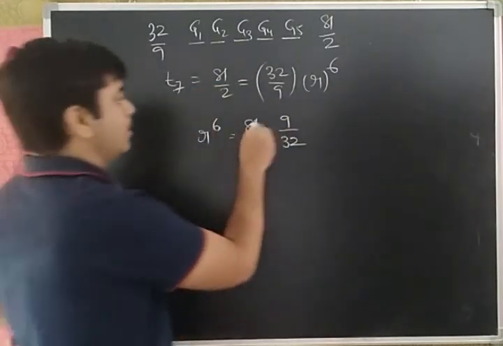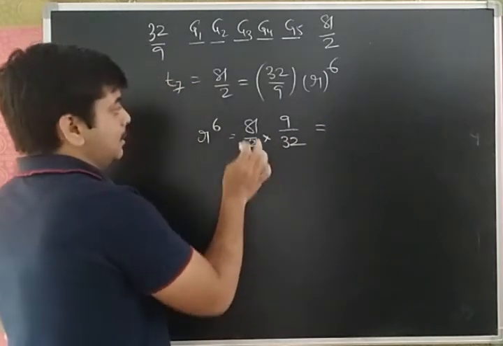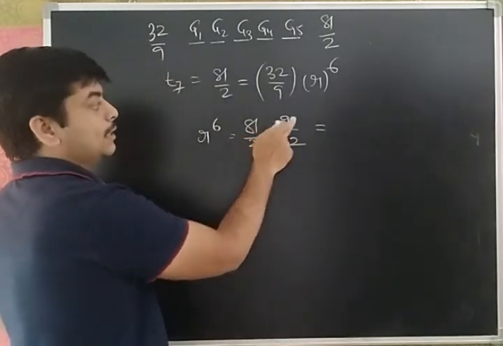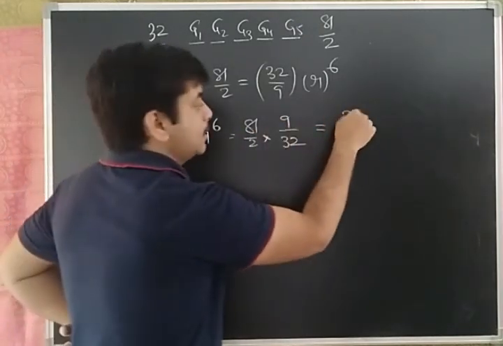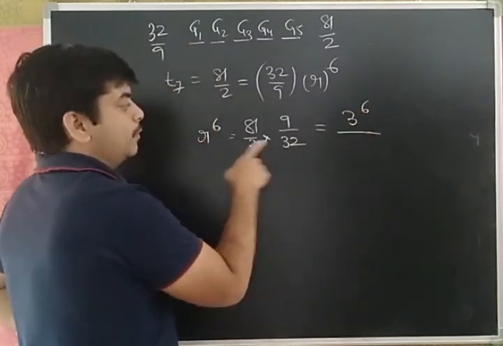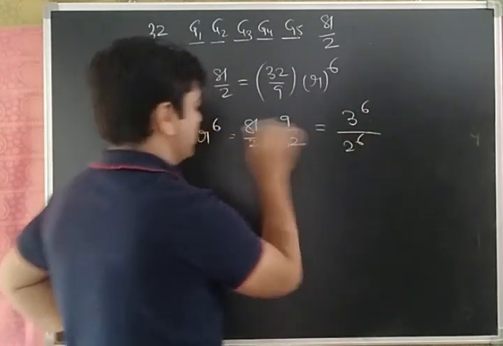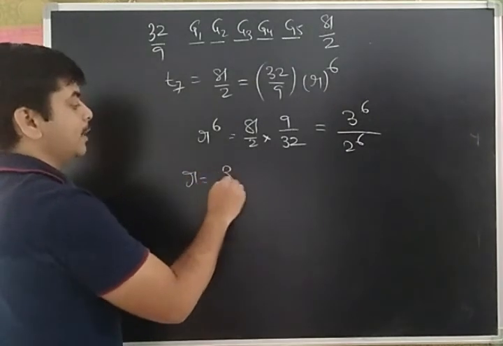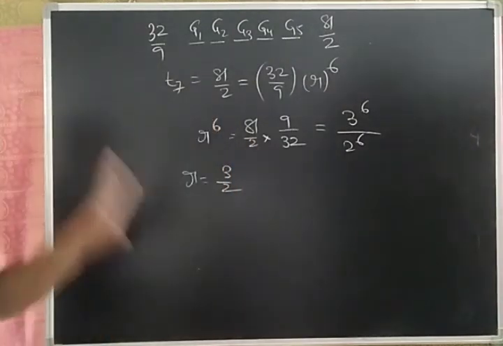So what is this 81? Nothing will cancel here. This is 3 power 4, this is 3 square. So it is 3 power 6 by 2 power 5 into 2, that is 2 power 6. So it is enough. R is equal to 3 by 2. Done. Your answer is done.